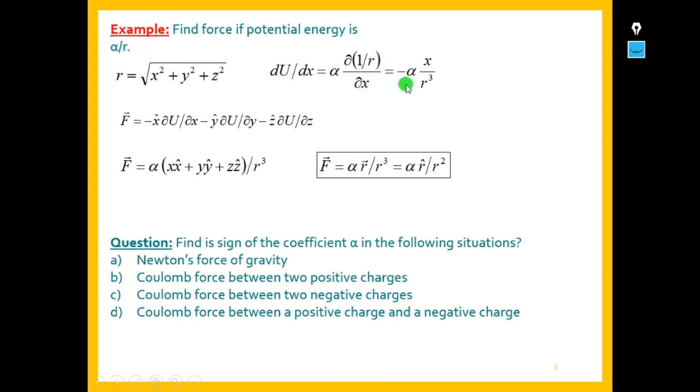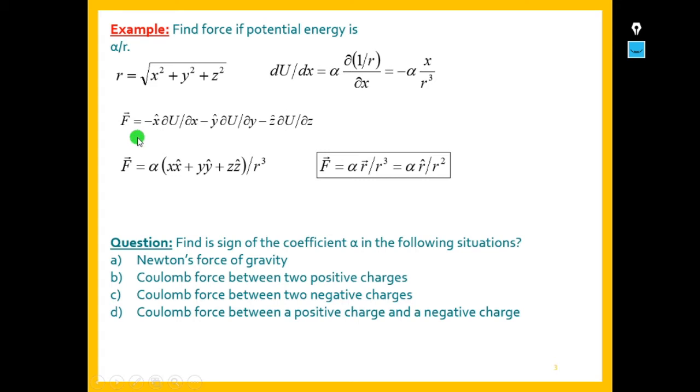So dou of 1 by r by dou x gives rise to minus alpha, because with respect to x we have to differentiate partially. So we will get minus dou by dou x, where in place of 1 by r we take 1 by root over x square plus y square plus z square. When we substitute this, we will get minus of alpha into x by r cube as du by dou x.